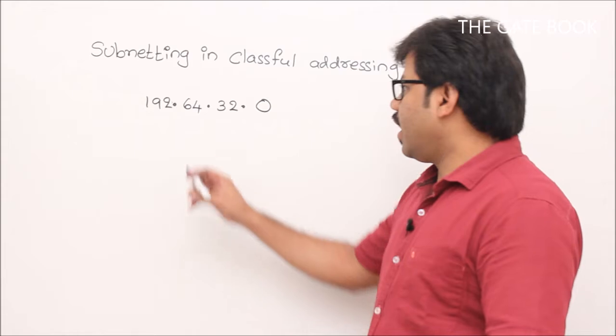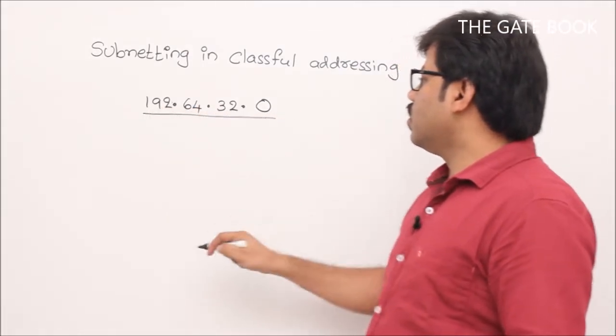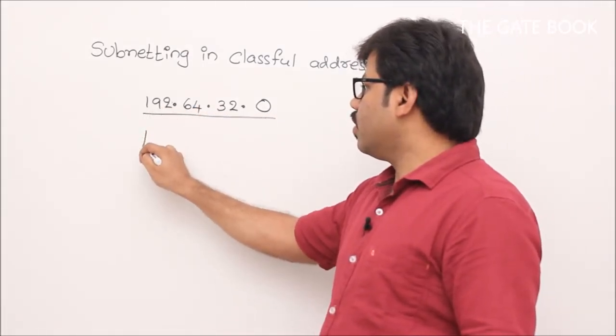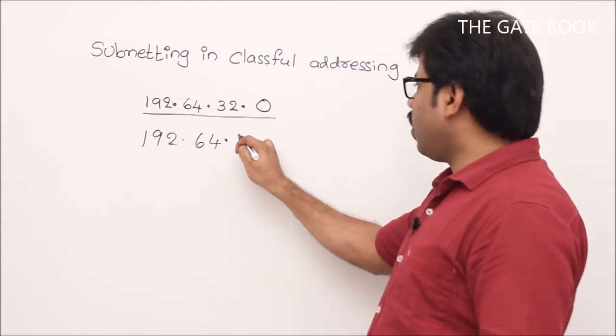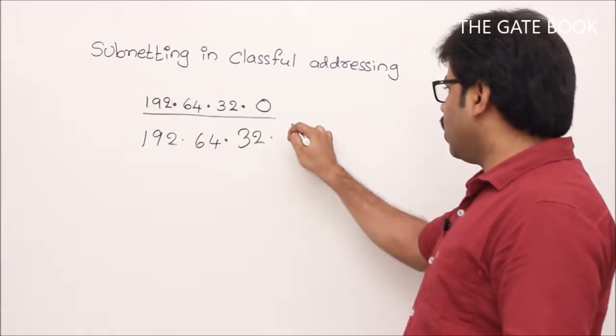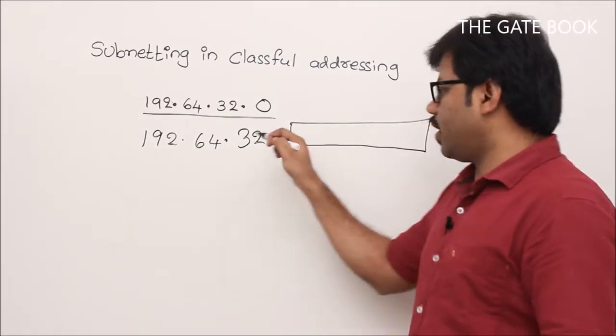For that, again I am taking a class C address. So this is a class C network. 192 is fixed, we can't disturb. 64 is fixed, network part. 32 is network part, fixed. Only the host part is the last octet, correct?